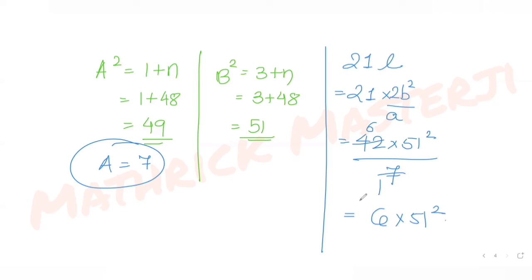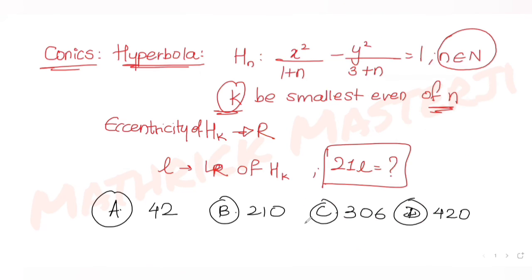From here I know b square is not 51 square, it's just 51. So we should not write 51 square here. So I get from here 6 into 51 is the value. And once I have that with me, 6 ones is 6 and 6 into 5 is 30. So I get the answer for the question that is asked to us, that 21 times L is equal to 306. That matches with option C. So C becomes the correct answer for the question that is given to us here.